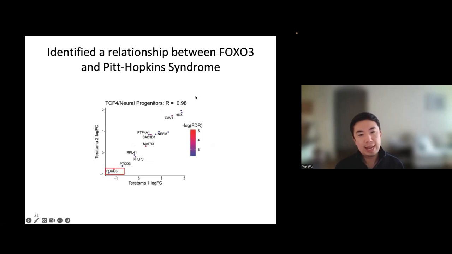We also looked at Pitt-Hopkins syndrome, which is driven by a knockout in TCF4, and it's characterized by developmental delay, epileptic seizures, and distinct facial features. Knocking out TCF4 resulted in a decrease in FOXO3 expression in neural progenitor cells. And FOXO3 is a transcription factor that is key for neuronal survival. It's been previously linked to TCF4 in the literature, as well as other diseases such as Huntington's disease and autism.